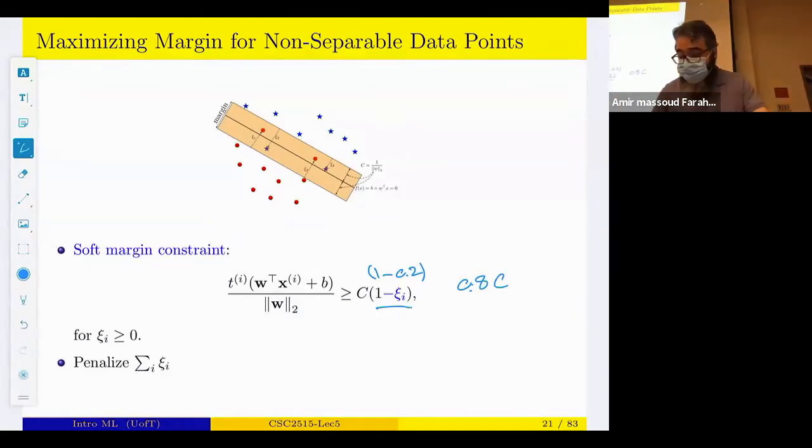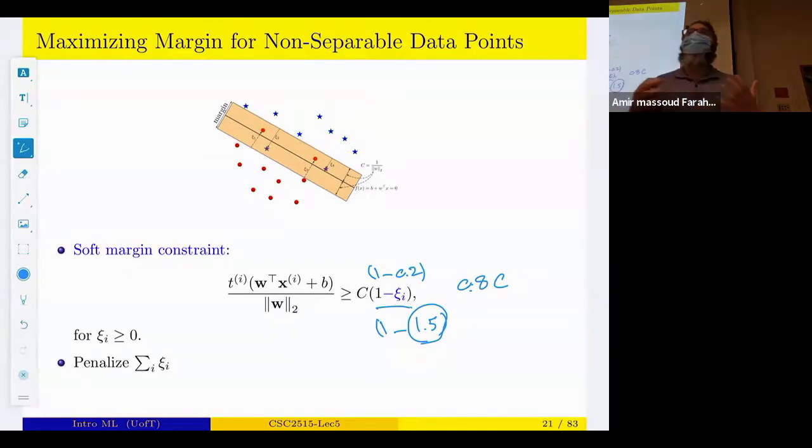And if ξ is larger than 1, for example, if we have 1 minus 1.5, this is actually a wrong classification. The right-hand side becomes negative. So that would be a point on the wrong side of the margin, and this classifier would make a mistake on it. But that's okay, but we have an amount of slack variable equal to 1.5 here. So this is the part where we change the constraint.